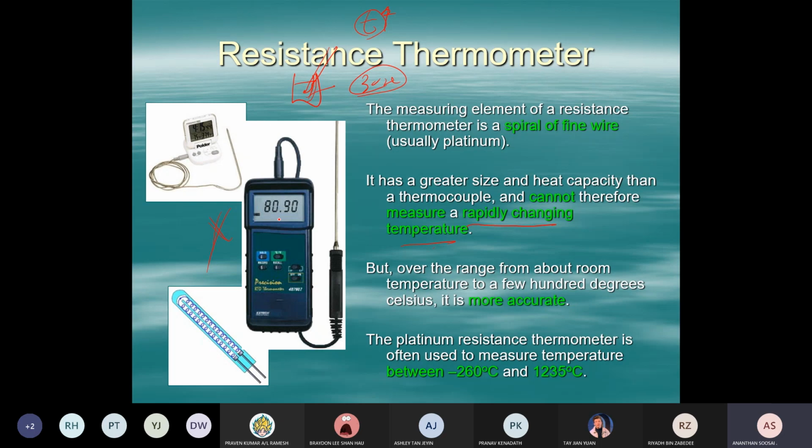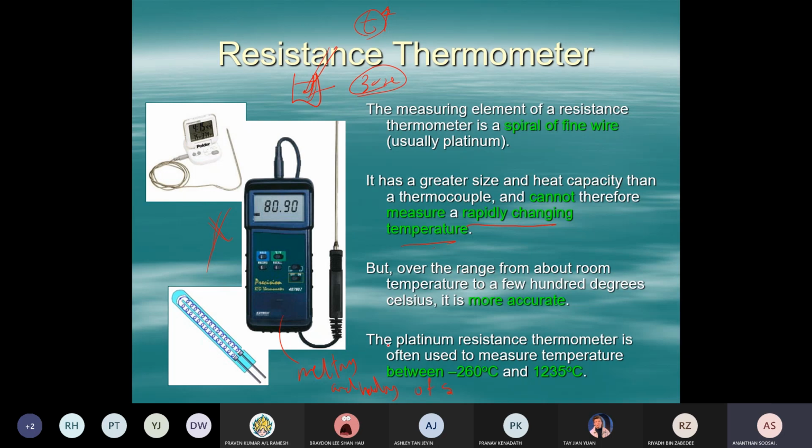What's good about this thermometer is that it is best used to measure the melting point and boiling point of a substance. Over the range from about room temperature to a few hundred degrees Celsius, it is more accurate. The platinum resistance thermometer is used to measure this temperature. It's best used for what? For the melting and boiling point of a substance.